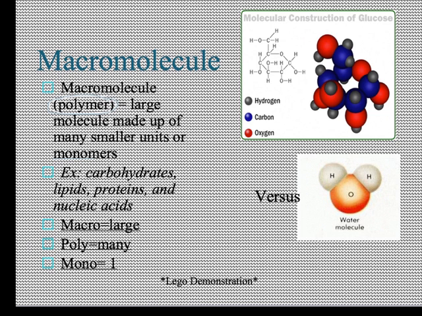Okay, so for example, let's look at this. So macro equals large or big. Okay, poly means many, mono means one. Alright, so a macro is a large molecule that has many small subunits in it. Those subunits are called monomers. Alright, so example, these are our four main ones: carbohydrates, lipids, proteins, and nucleic acids.